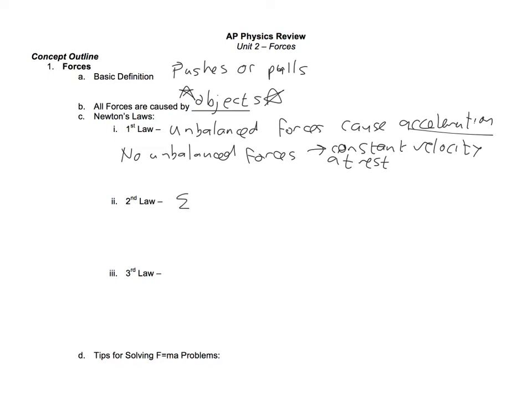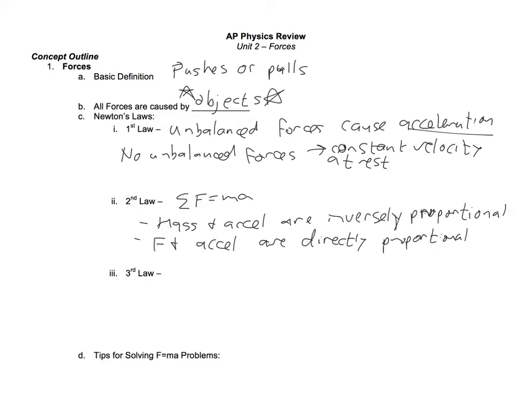Second law is really just the equation, F equals ma, but it does tell us that mass and acceleration are inversely proportional, and that force and acceleration are directly proportional. And the third law is that forces come in equal and opposite pairs. Another way of looking at that is you can't push something without it pushing back equally.